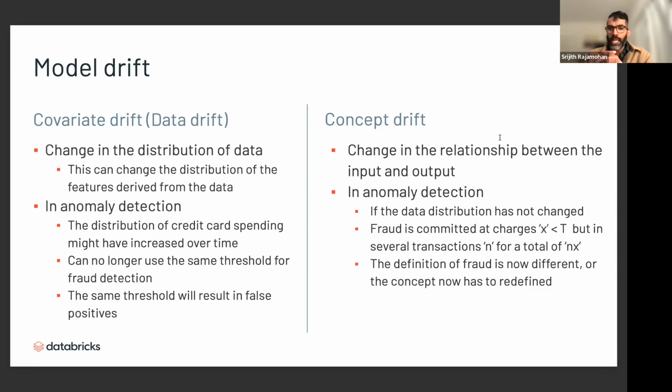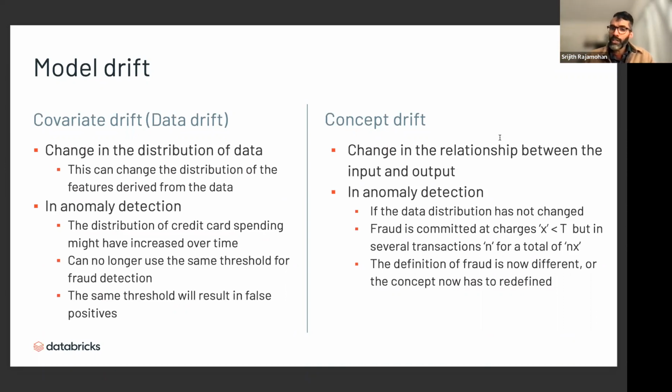Concept drift, on the other hand, is the change in the relationship between the input and output. Looking at that same example, if the data distribution has not changed, or our spending habits have not changed, however, fraud is committed at, for example, a charge X less than T, where T is a threshold, but in several transactions for a total of NX. If you're doing N transactions to get a total fraudulent amount of NX, you can no longer use that same method of identifying fraud. So the definition of fraud is now different, and the concept now has to be redefined.